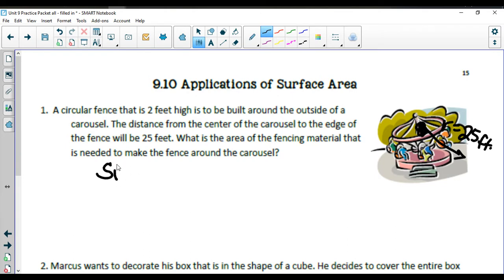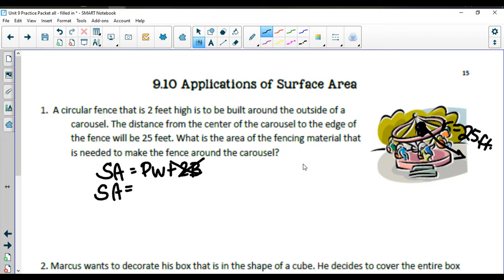So this would be surface area, which is PW plus 2B. The difference is this is kind of one of those lateral surface area examples because we're not actually going to be putting fence on the top of the circles. We're just going to be going around that outside. So for us, our perimeter times our W.